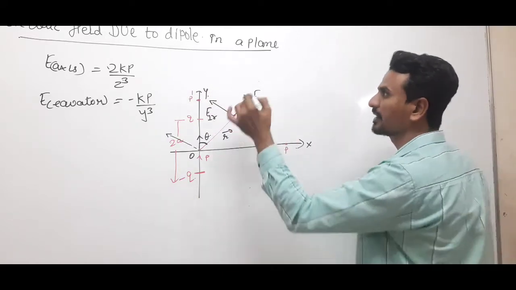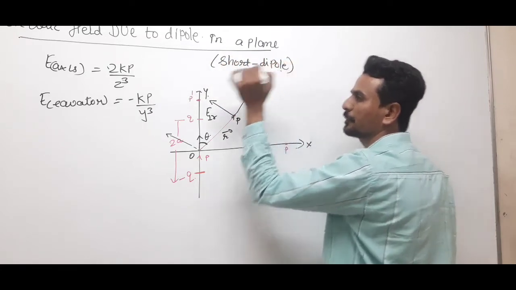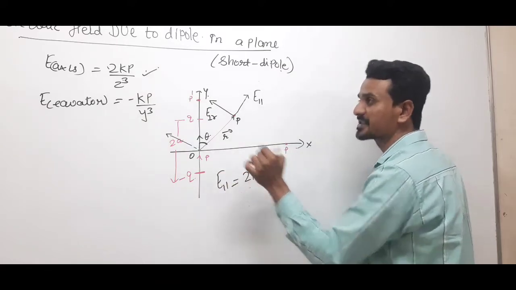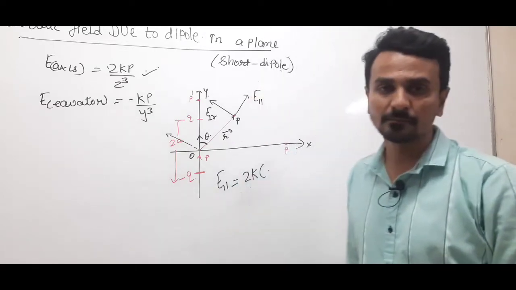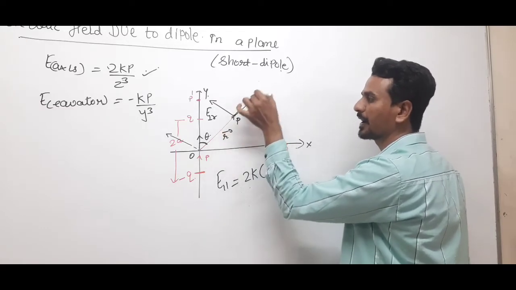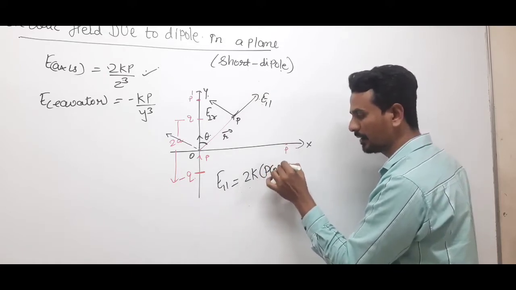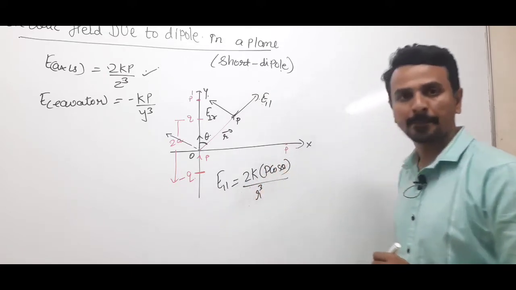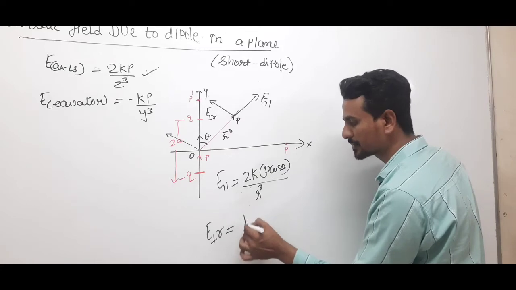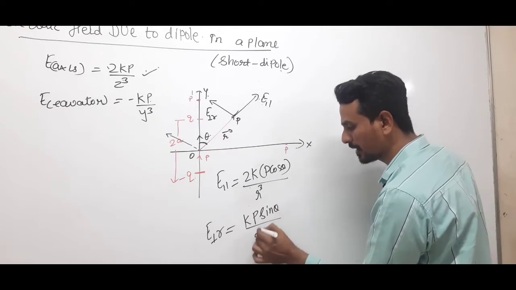So this is again a short dipole, so for a short dipole we can make use of these formulas. The parallel component will be equal to 2k, but instead of p I will write p cos theta, because the parallel or radial component of the electric field has p cos theta. So this will be 2k p cos theta divided by r cube. Similarly, E perpendicular, or the transverse component, will be equal to kp, and instead of p I will write p sin theta, upon r cube.